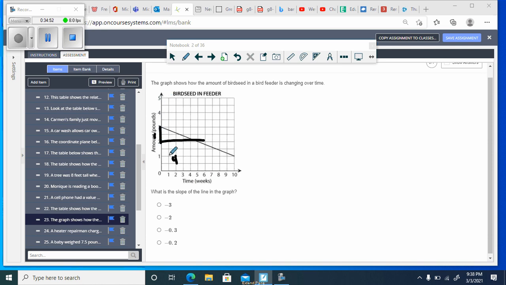Let's see. Down 1 and over 4. Slope of the line on the graph. That was not right. Maybe we've got something wrong, so let's look at it again. It's over 5. Hard to see under the big lines. Okay, we're going down 1, and we're going over 1, 2, 3, 4, 5. Down 1 and over 5. If you divide those, you're looking at negative 0.2.